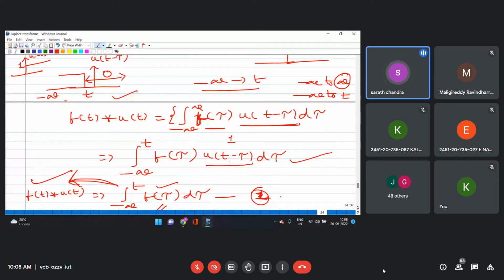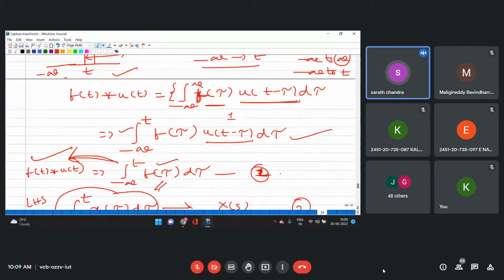So what is this u of t minus tau? The value is always 1. However much you shift, advance, or delay, the amplitude is 1, right? From minus infinity to t, the value is 1. So let me omit that and write this as the integral from minus infinity to t of f of tau d tau, right? Only this term, because this is 1. Now what does this equal? The convolution of f of t with u of t, isn't it?